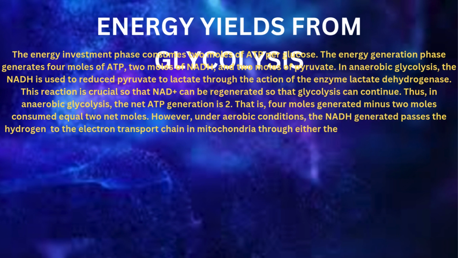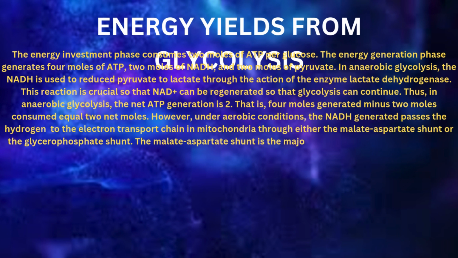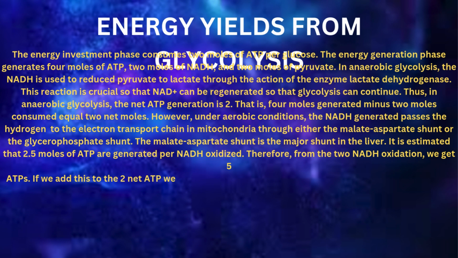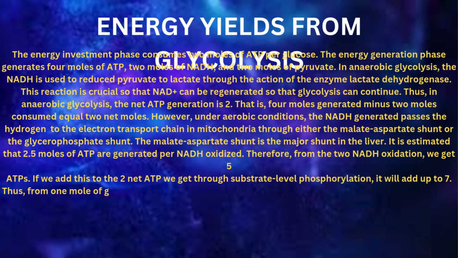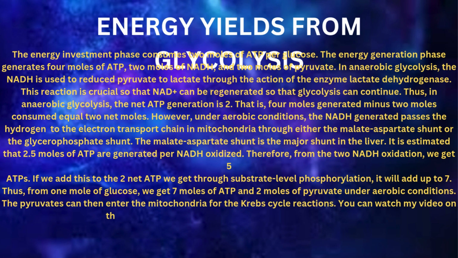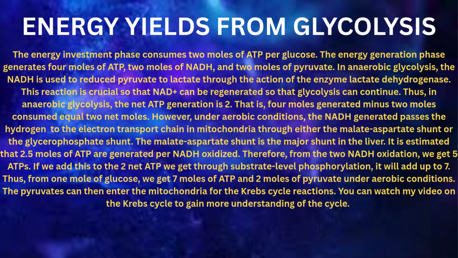In anaerobic glycolysis, the NADH is used to reduce pyruvate to lactate through the action of the enzyme lactate dehydrogenase. This reaction is crucial so that NAD+ can be regenerated so that glycolysis can continue. Thus, in anaerobic glycolysis, the net ATP generation is 2. That is, 4 moles generated minus 2 moles consumed equal 2 net moles.